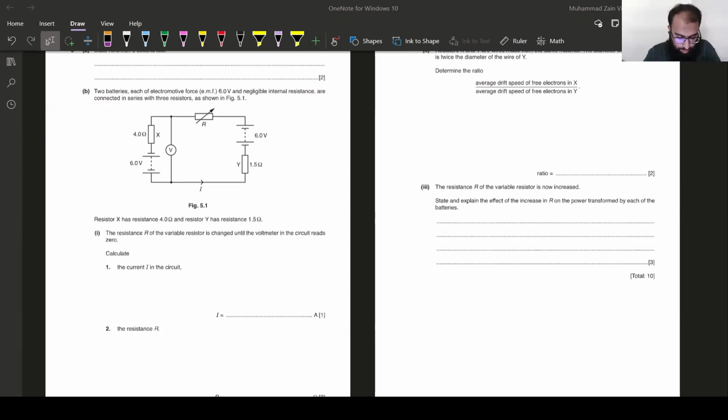Yes, potential difference is 0, obviously. But what actually happened to the circuit? What actually happened is that there was this loop, and then there was this loop as well. So it was arranged in such a way that the potential difference across V just happened to be 0.